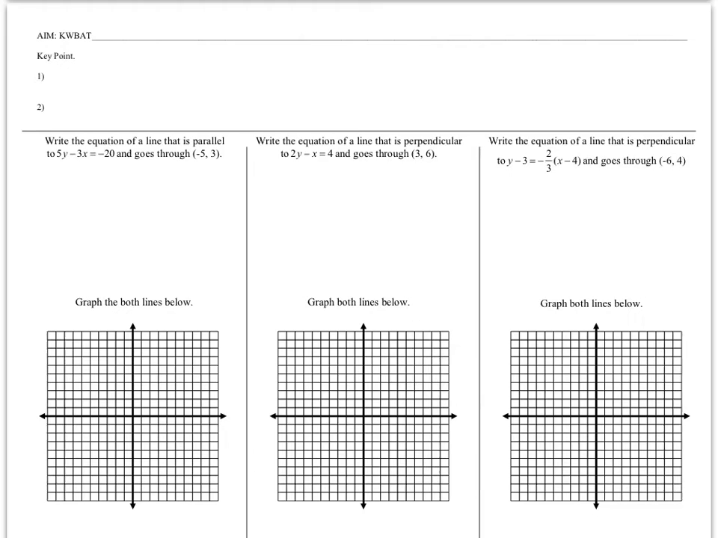If you look at the aim itself, it says Kipsters will be able to write perpendicular and parallel equations through a point and graph. Again, just like it has been for the past couple days, the graphing part is subsidiary. It's extra. It's the thing that we're going to do to help check our work. Our main focus is really on making sure that we get the equations correct. You'll also notice that this aim is the same as it has been for the past couple of days. It's because we're doing the same things, we're just given different information.